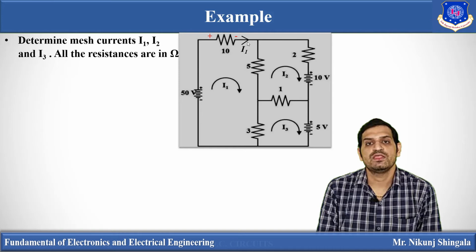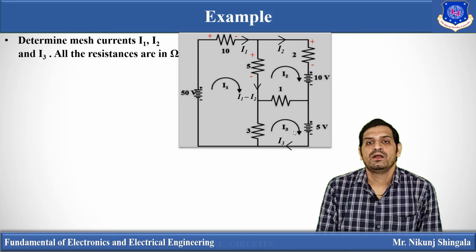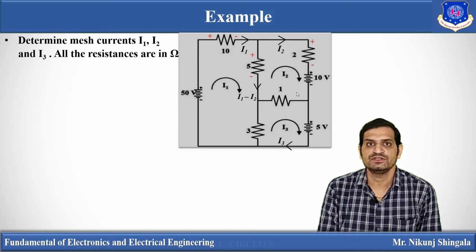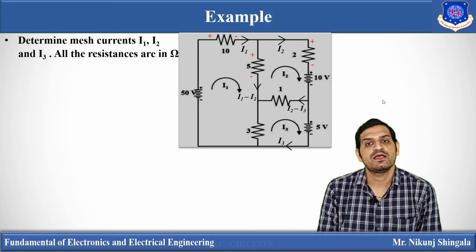Now, if this is I1, the current flowing through the 2 ohm resistor will be I2 and the polarity will be plus minus. If this current is I1 and this current is I2, then the current flowing through the 5 ohm resistor will be I1 minus I2, and the polarity will be this. Now, suppose the current flowing here is I3, so this current is I2 and this current is I3, so the current flowing in the 1 ohm resistor will be I2 minus I3.